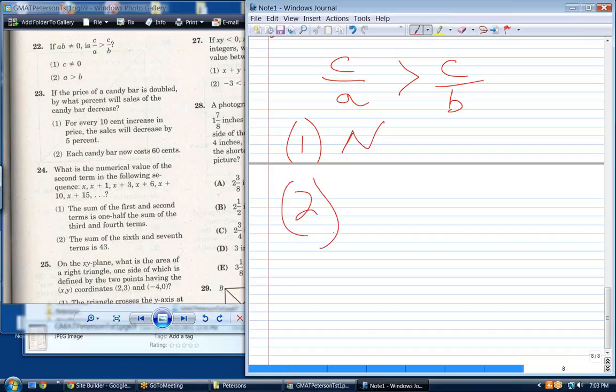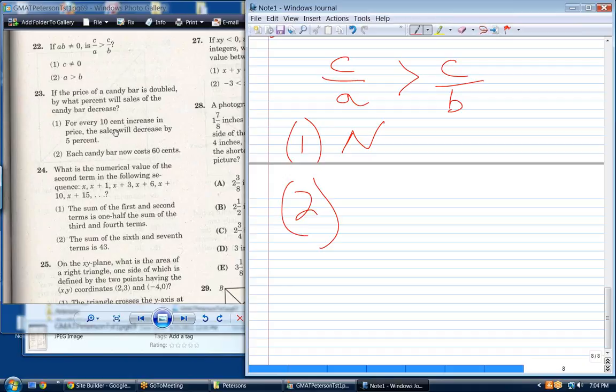Number 2, A is larger than B. Well, I want to say yes, because let's just say that it was 1/4 and the other one was 1/2, then A would be larger than B, but C over A wouldn't be larger than C over B. So with number 2, we can answer this question even though the answer is no: C over A is not greater than C over B. This almost seems too easy.